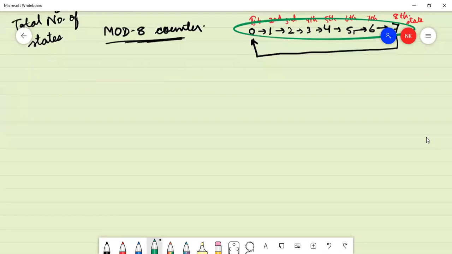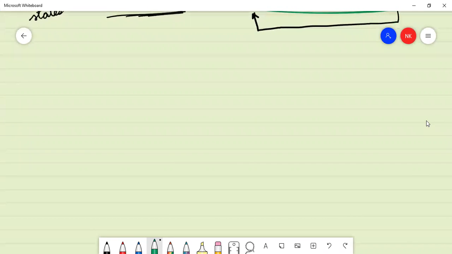Okay, let us draw an up counter. Okay, a signal for an up counter. So let us draw it. I am taking it as an up counter.